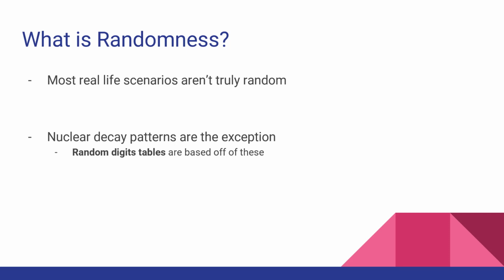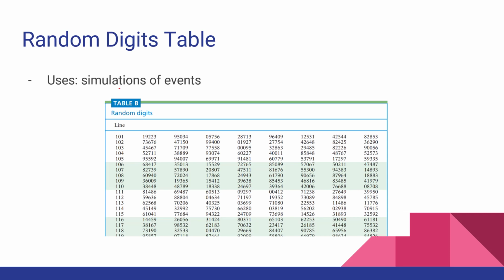This is a table of numbers from 0 to 9 that are in a truly random order, and that is what we have here. This is a random digits table, and it's a very commonly used one. You will see that each of these lines has a row name. This is row 101, row 102, row 103. And then out here are our random digits. There are 40 digits with 8 clusters of 5, so 5 random digits at a time.